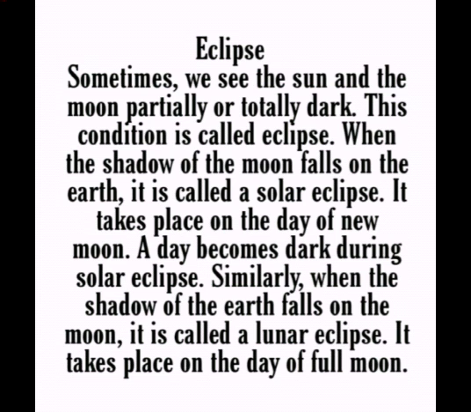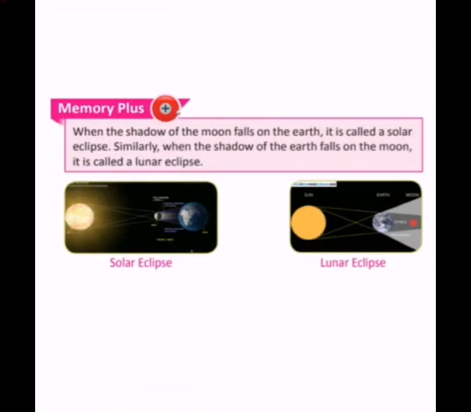Similarly, when the shadow of the earth falls on the moon, it is called a lunar eclipse. It takes place on the day of full moon. When the shadow of the moon falls on the earth, it is called a solar eclipse. Similarly, when the shadow of earth falls on the moon, it is called a lunar eclipse.